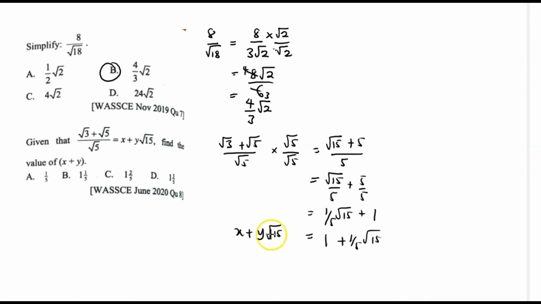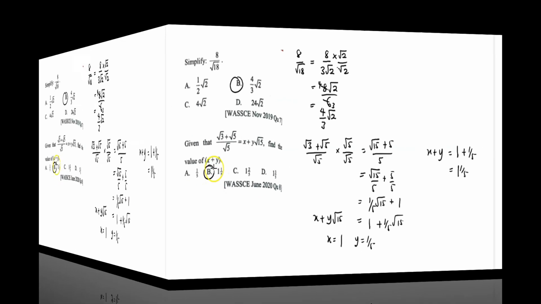So when we compare the two statements, it means x must be equal to 1 and y should be equal to 1 on 5. Therefore, looking for the solution of x plus y, it must be 1 plus 1 on 5, which gives us an answer of one whole number, 1 on 5, which is possible answer B.